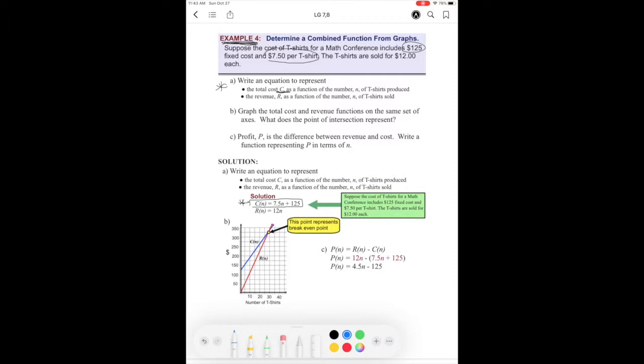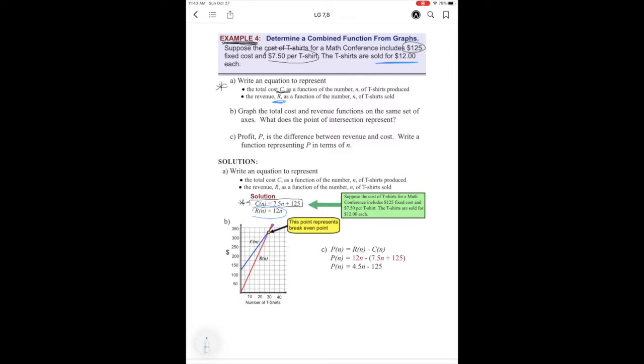All right, so now let's look at the revenue. Revenue is how much money you're making. Well, if you sell them for $12 each, that's your revenue. So if you look down here, the revenue is that.